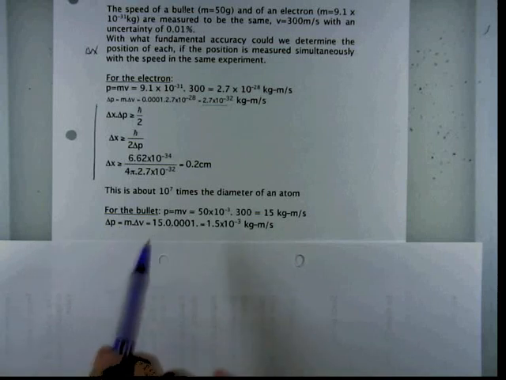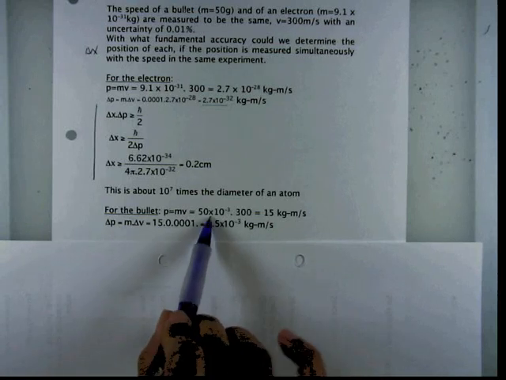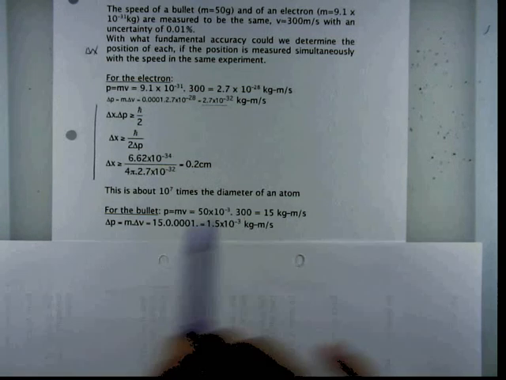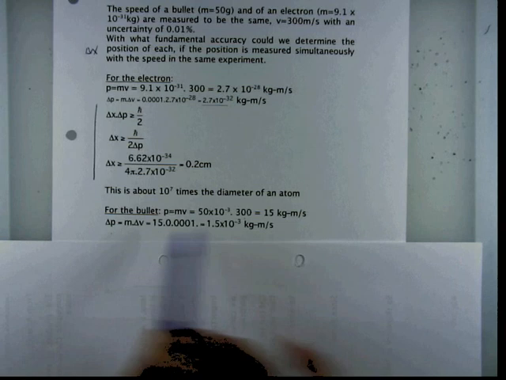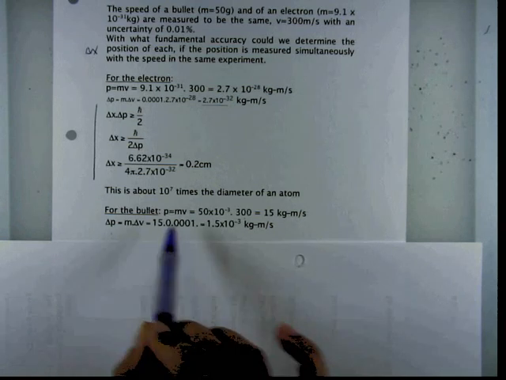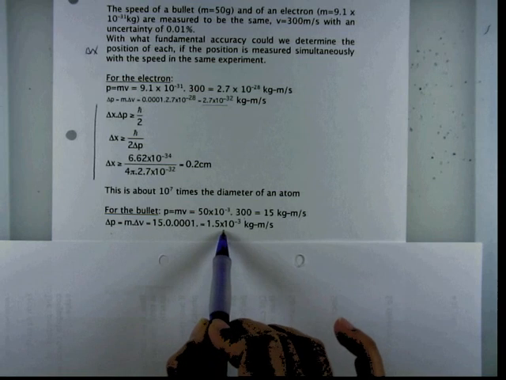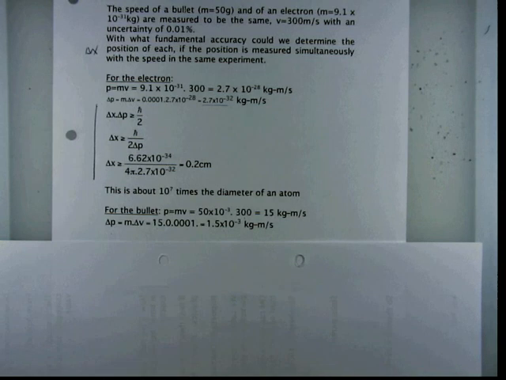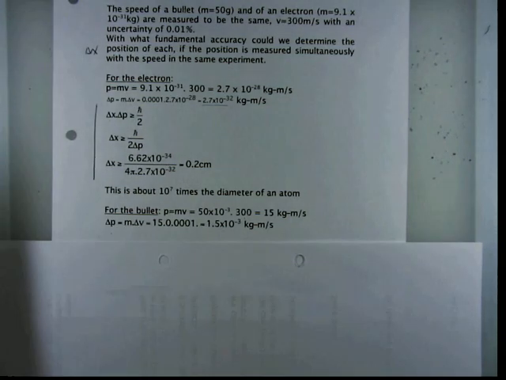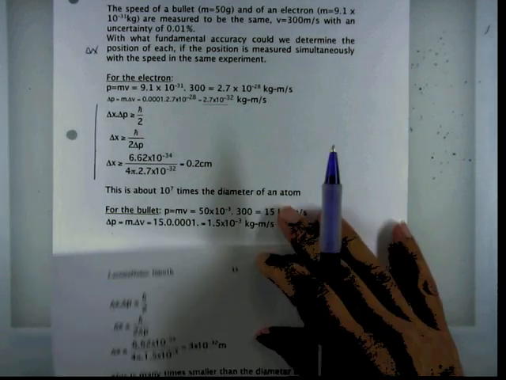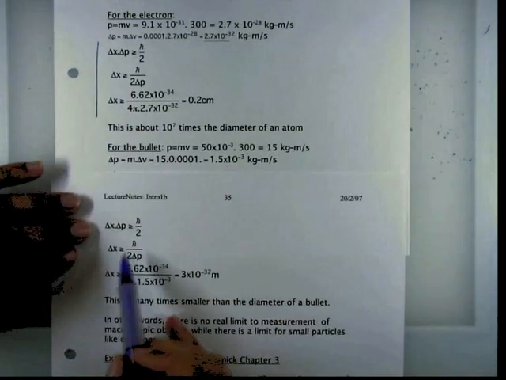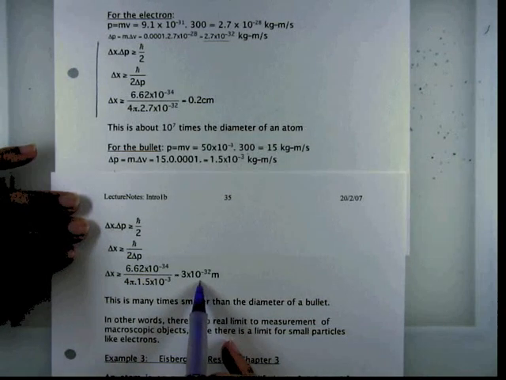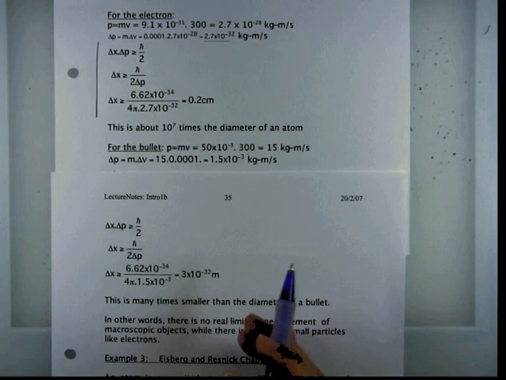Let's do the same thing for the bullet. We have a mass of 50 grams multiplied by the velocity. We find our delta P, which is going to be our mass times velocity of 15 times the uncertainty to give us 1.5 × 10^-3. If we then plug that into our formula, what we have is that delta X is going to be of the order of 10^-32 metres.